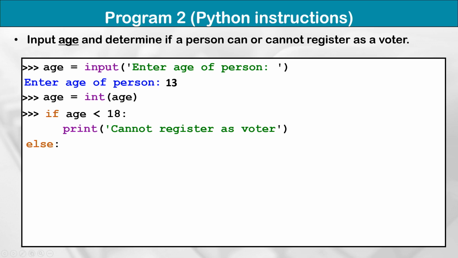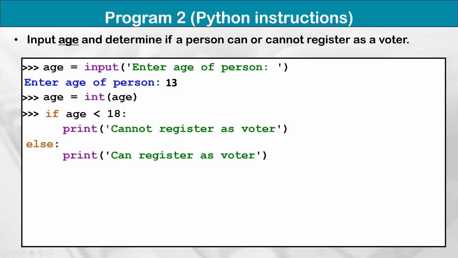The else keyword is used to tell Python what to do in case the comparison is not true. Note the colon after the else. Omitting it will give an error. The message can register as voter must be displayed. Type the instruction print can register as a voter.